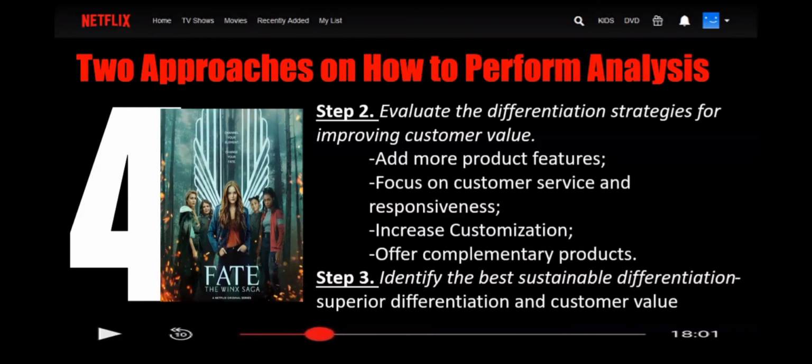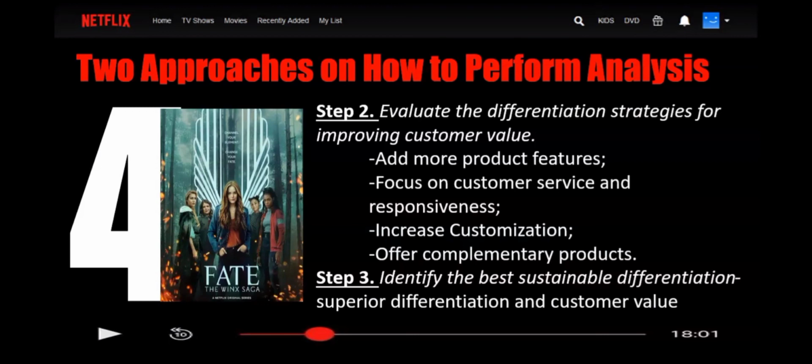And step 2, evaluate the differentiation strategies for improving customer value. Managers can use the following strategies to increase product differentiation and customer value. First, add more product features. Second, focus on customer service and responsiveness. Third, increase customization. And lastly, offer complementary products.